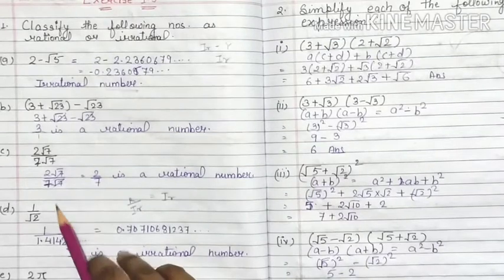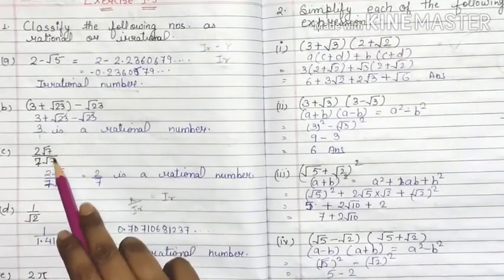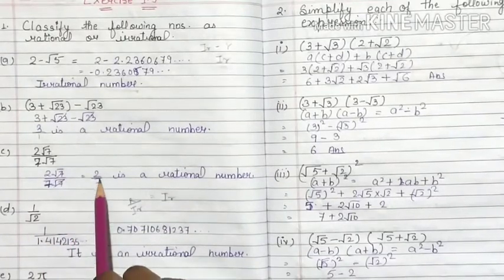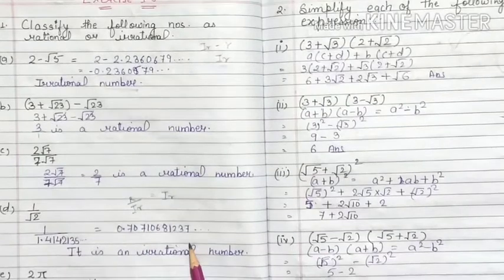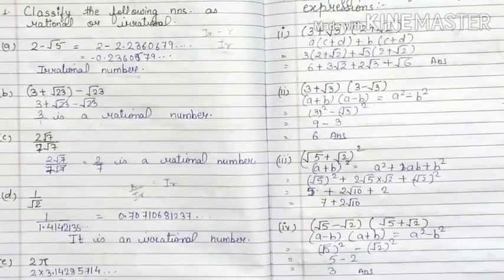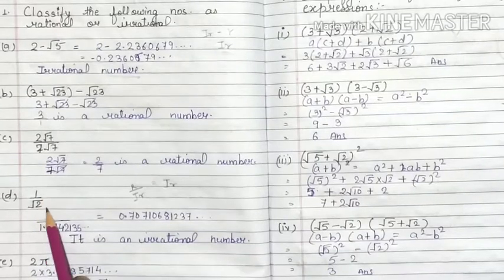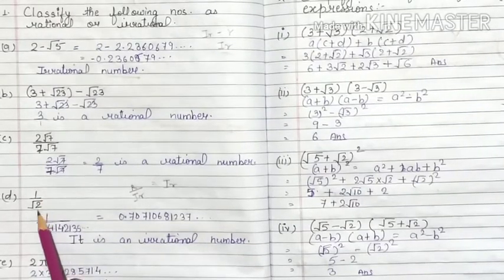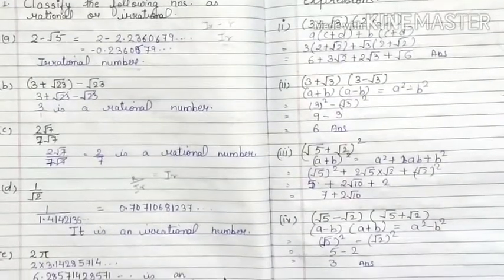C. 2 root 7 by 7 root 7. Root 7 cancels. The answer is 2 by 7, and 2 by 7 is a rational number. D. 1 divided by root 2. So, 1 is rational and root 2 is irrational. So, the answer is irrational. It is an irrational number.